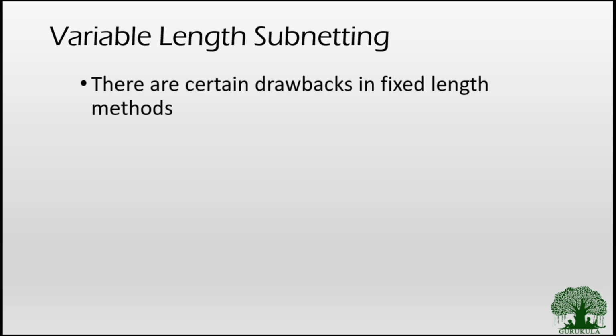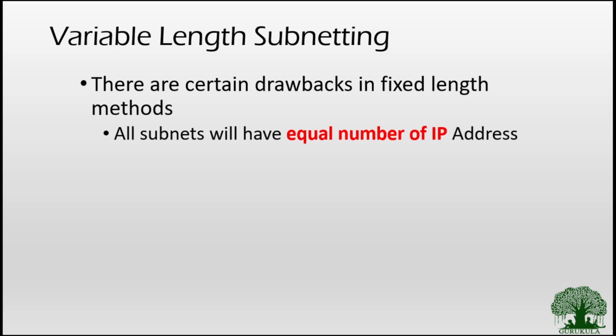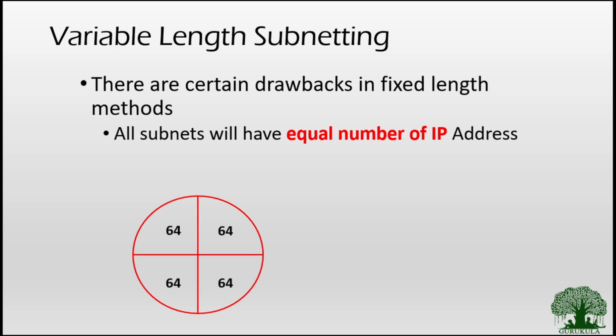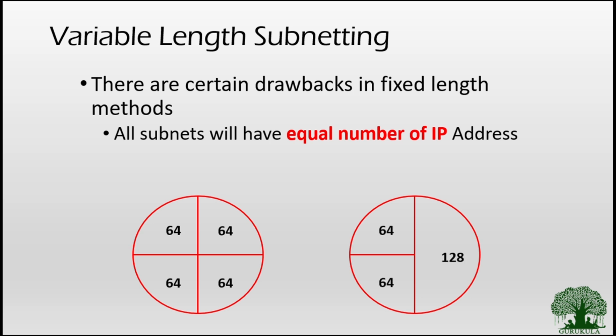So now we go for variable length subnetting. The actual topic of today's video is variable length subnetting. There are certain drawbacks with the fixed method. What are the drawbacks existing in fixed length subnetting? All the subnets will have an equal number of IP addresses, correct? What we have seen in the previous case is that when the address space is divided like this, all the subnets that we divided will have an equal number of IP addresses.